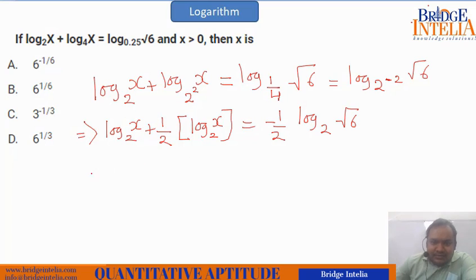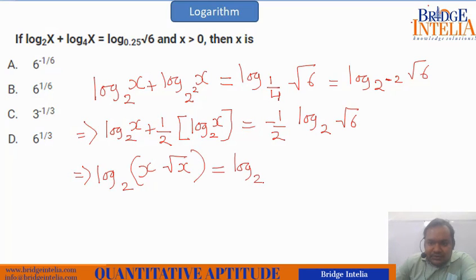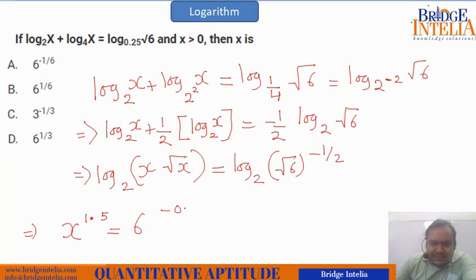Now you see, this can be written as log 2 can be taken as common. So x, now this half will become square root. So this thing is equal to log 2 root 6 to the power minus half. So it indicates that x to the power 1.5 is equal to 6 to the power minus 0.5.